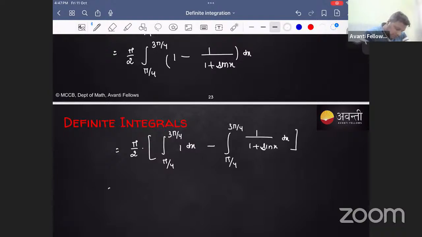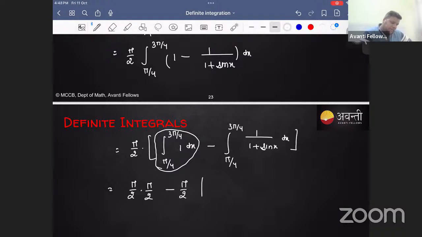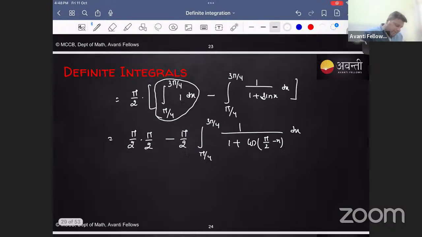So, this is what? This will be 3 pi by 4 minus pi by 4. Answer will be pi by 2 in this case. So it is pi by 2 into pi by 2 minus pi by 2 times. Now you are left with pi by 4 to 3 pi by 4 1 upon 1 plus, okay, this sin x can be written as cos of pi by 2 minus x dx. And that does not make any difference. Got it? I just wrote sin x as cos of pi by 2 minus x.